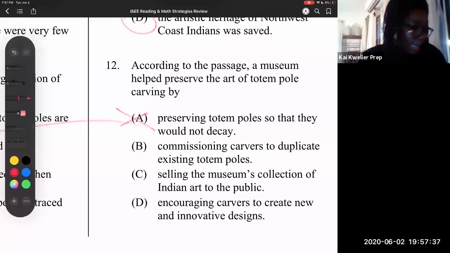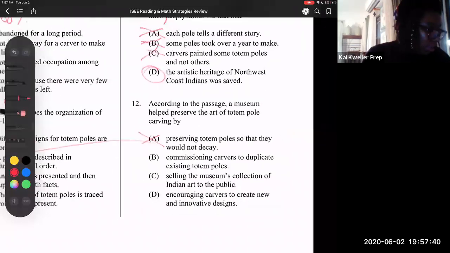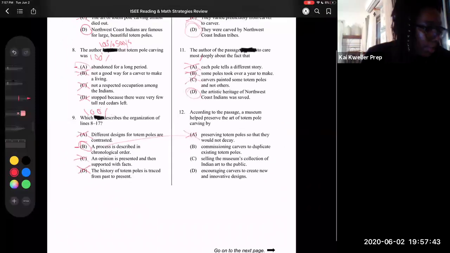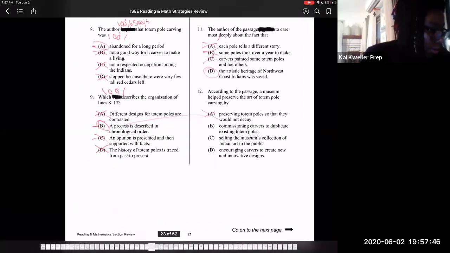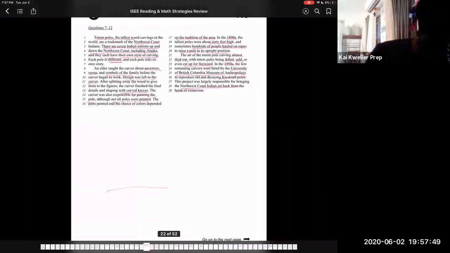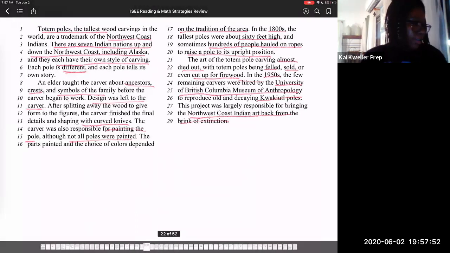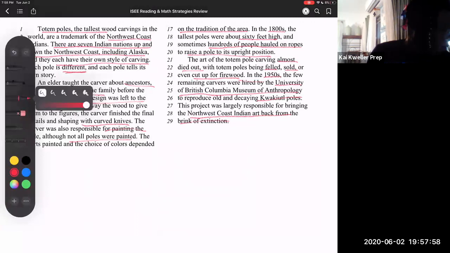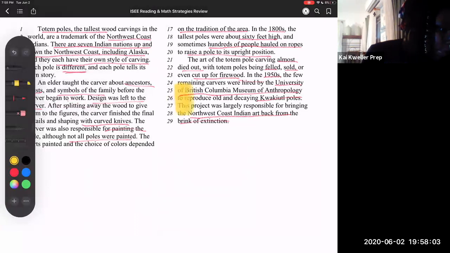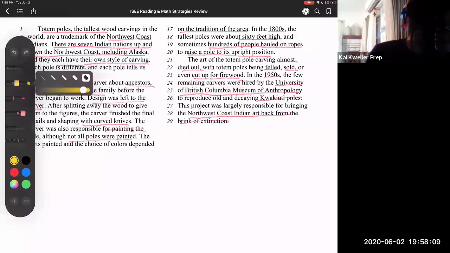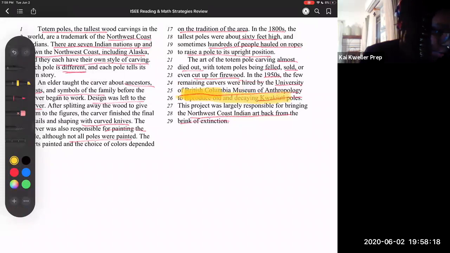Commissioning carvers to duplicate existing totem poles. Now, I don't remember exactly what was said, I'm going to go back. Okay. And in fact, a few remaining carvers were hired by the university. Well, I'm going to highlight this part for you guys. They were hired by the university to reproduce old, oh my gosh, it's huge. They were hired by the university to reproduce old and decaying poles.